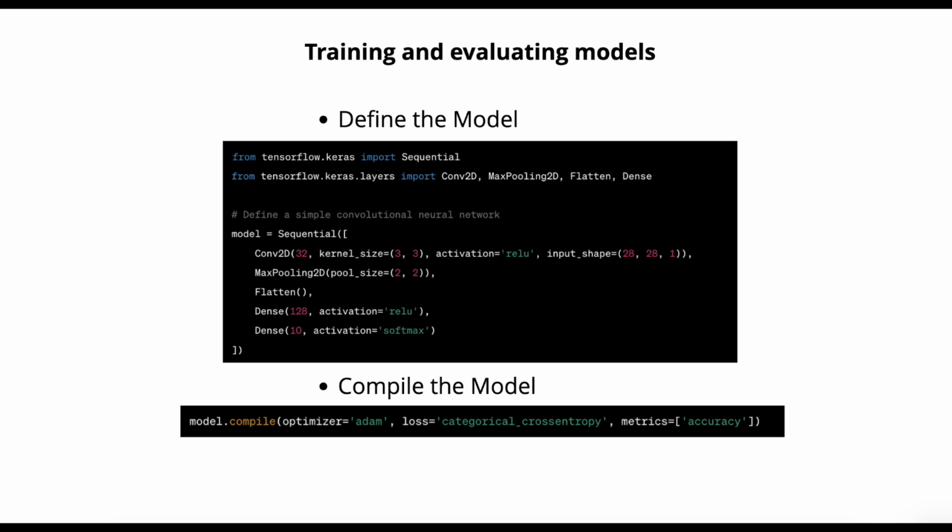Next step is compiling the model. Compile the model by specifying the optimizer, loss function, and metrics to be used during training. Here's the example. So compile, you pass the optimizer of Adam, you pass the loss function of categorical cross entropy, and you pass the metrics of accuracy.